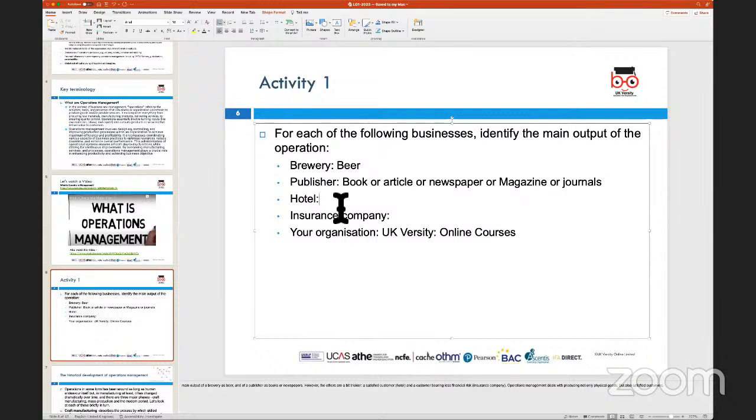Accommodation, meals. So in this case, it will provide, for example, rooms, or it will also be looking at providing stay and accommodation for a hotel.